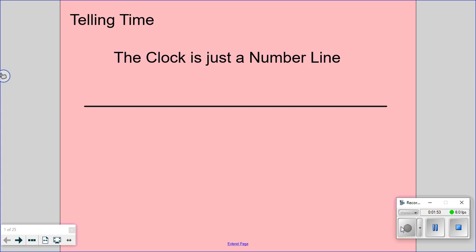What number does this number line, my clock, start at? What number does it start at? It's not a trick question. Archer? 12. Sure. We could say that it starts at 12. This is my pretend 0. So I put that in parentheses because it's not really 0. It says 12. Where does my number line end?